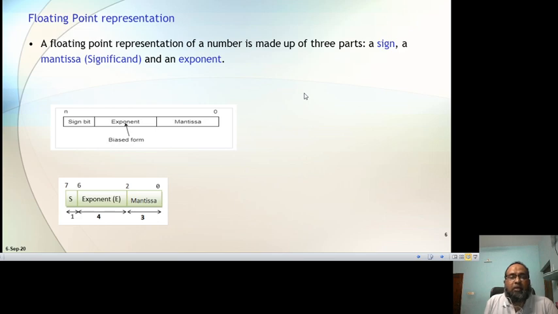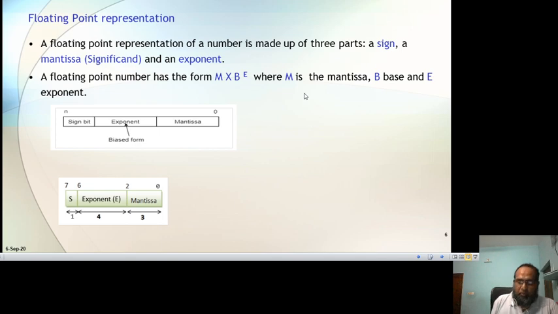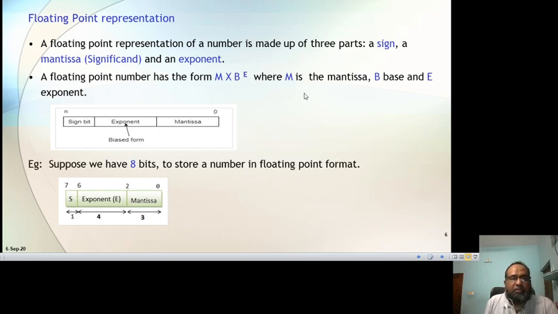Okay. So three parts are there for a floating point. We are having a sign, the first bit corresponds to the sign bit, then there is a mantissa, called again significand, and there is an exponent. Okay. So the form is m into b raised to e, where m is the mantissa, b is the base and e is the exponent. A simple example, we have given 8 bits reserved for storing a floating point number. The first bit is for sign, then there are 4 bits for exponent, and there are 3 bits for mantissa.